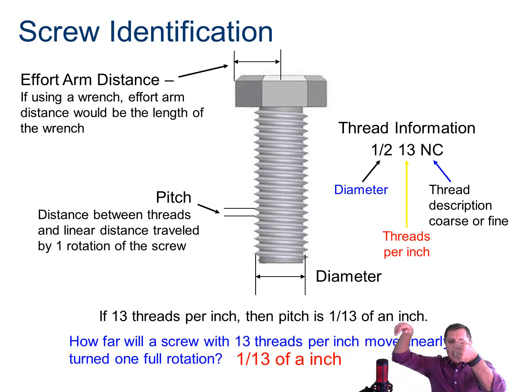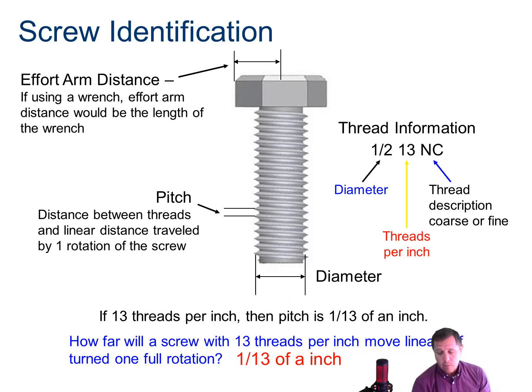If I had a wrench with a bigger radius, the circumference is going to be bigger and I'd have a bigger effort distance, okay? So the way we're going to look at it, understand this: if you have 13 threads per inch, then when you read this, that means the pitch is going to be 1/13 of an inch.